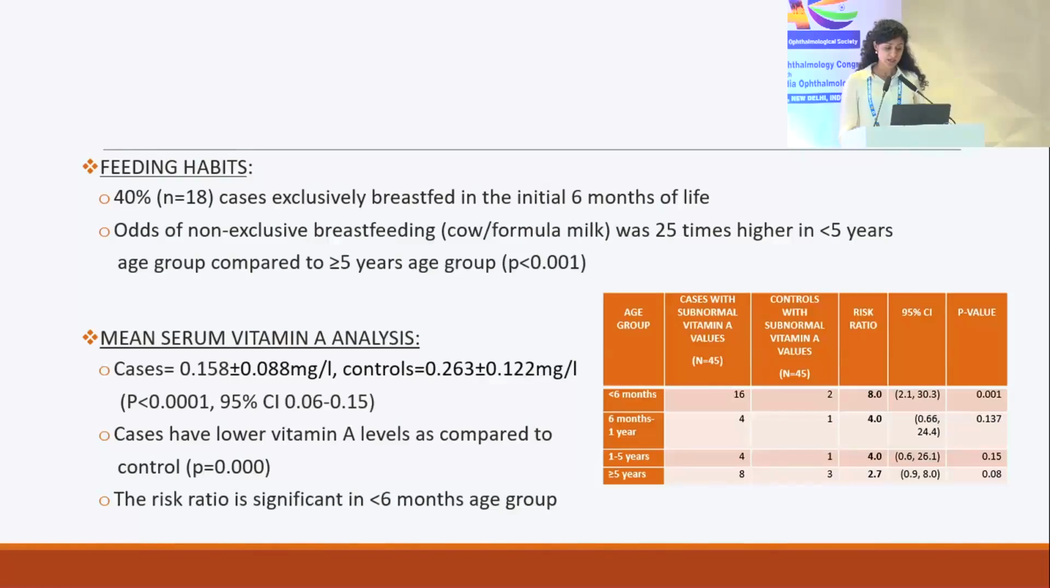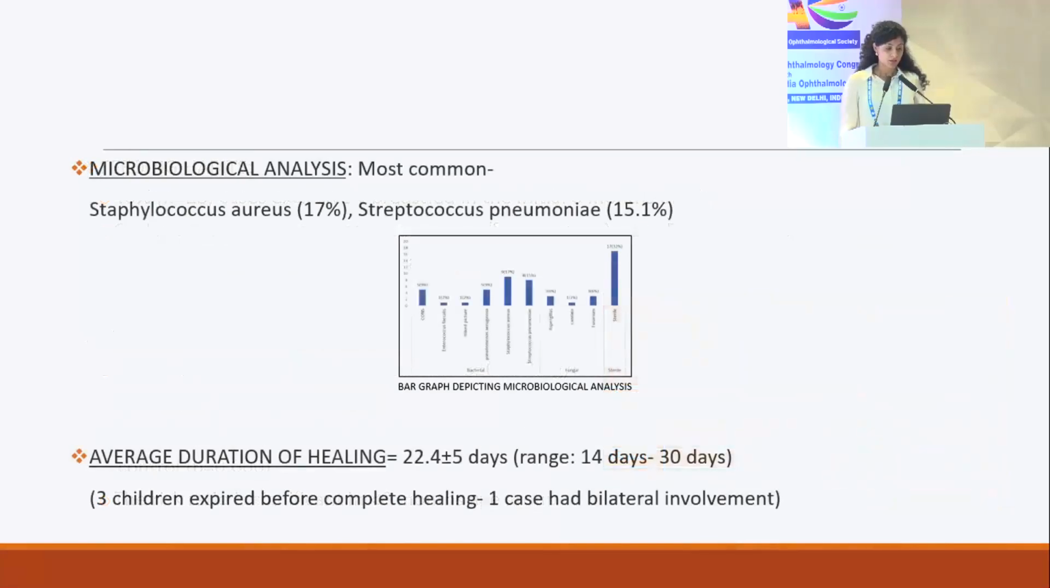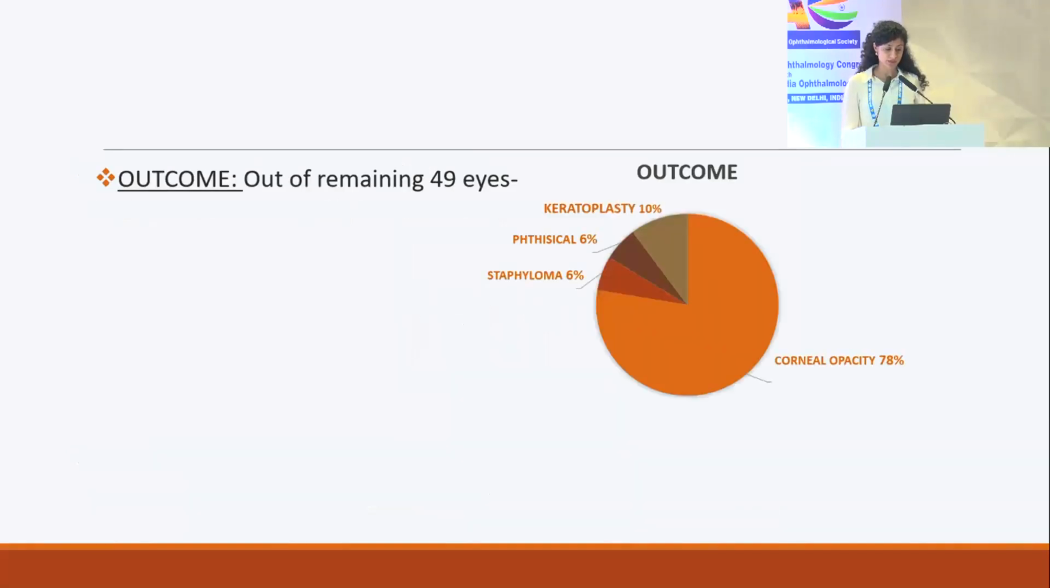Mean serum vitamin A analysis. Cases had low vitamin A levels compared to the controls and the p-value was significant, and the risk ratio is significant in less than 6 months age group. Most common etiological agents isolated were Staphylococcus aureus followed by Streptococcus pneumoniae, and the average duration of healing was noted to be 22.4 plus minus 5 days.